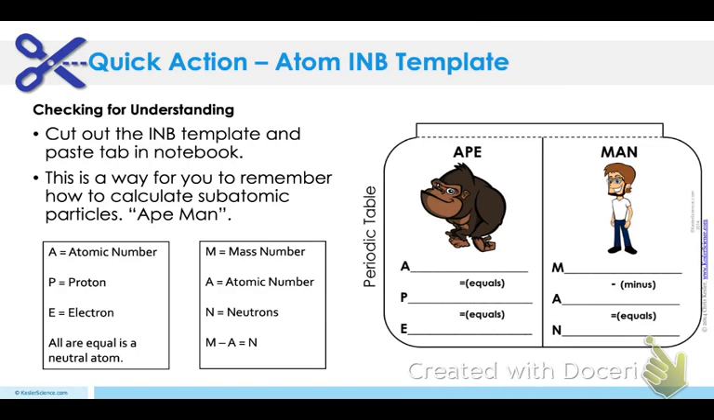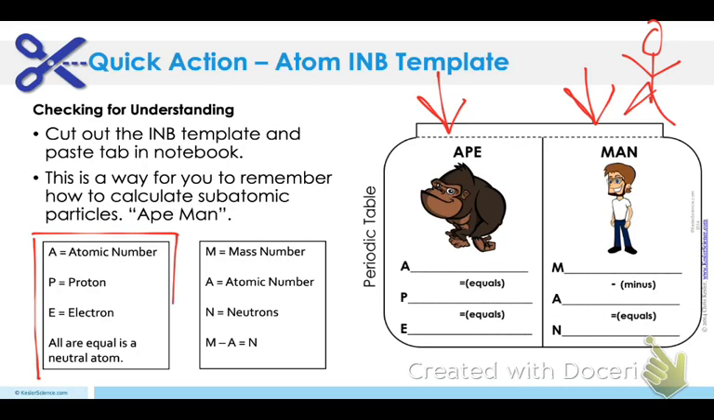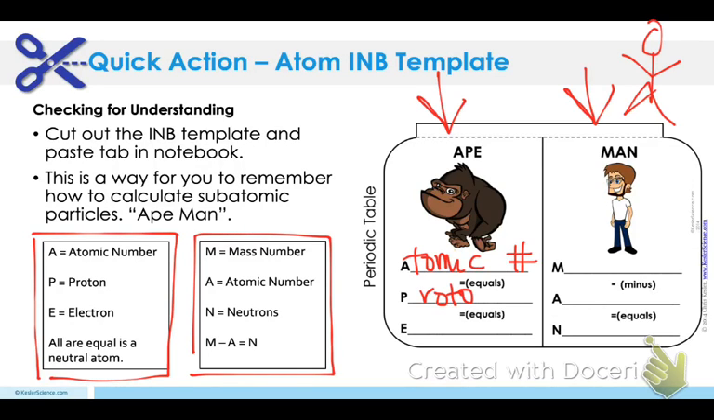Alright, so we don't have a template for this printed out, so I really want you guys to try your best in drawing an APE and a MAN. You can just draw a stick figure. I'm not good at drawing, but if you can draw a man, that's great. You need to make sure that you are drawing this box as well. So the APE stands for the atomic number. So once you draw your picture, you have your atomic number equals the number of protons equals the number of electrons.